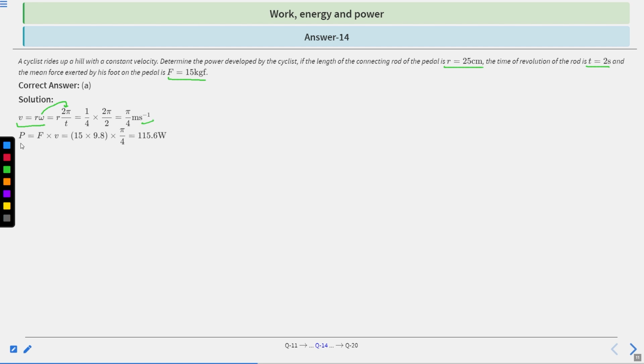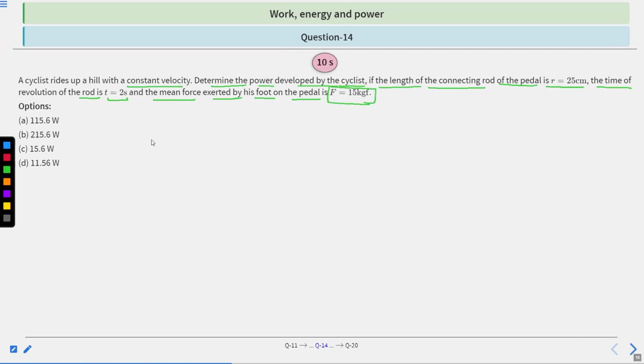We know the formula of power, P equal to force into velocity, where F equals 15 into 9.8 and v equals pi by 4. Solving this, you get 115.6 watt. So this is the answer. Option A is correct. 115.6 watt is the correct answer.